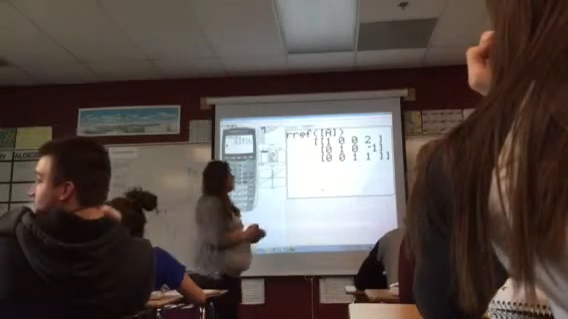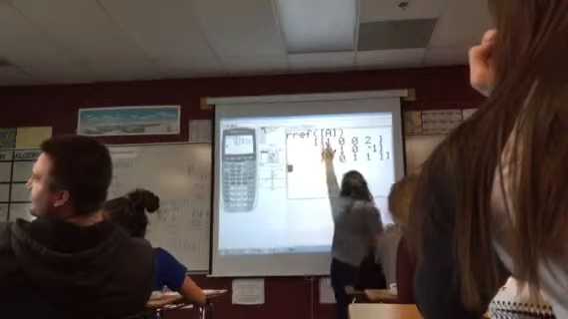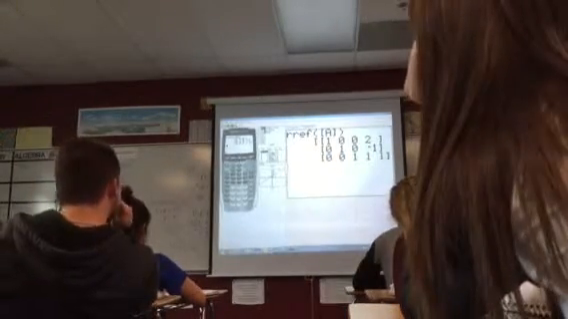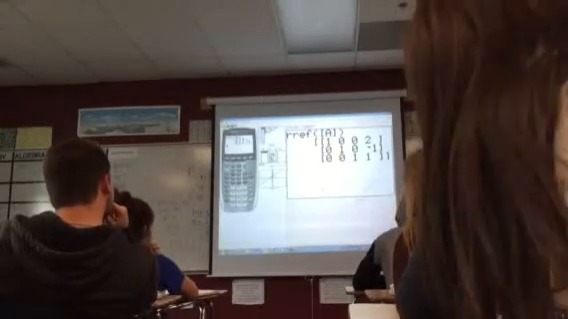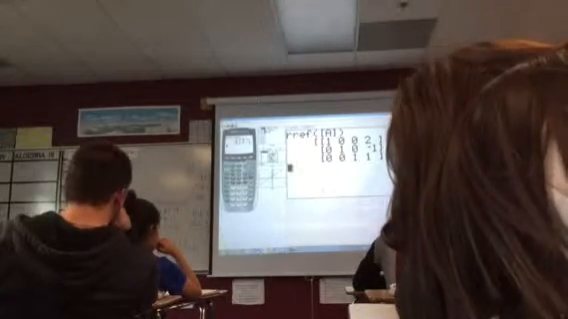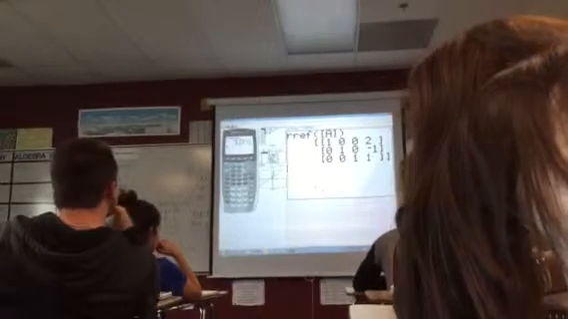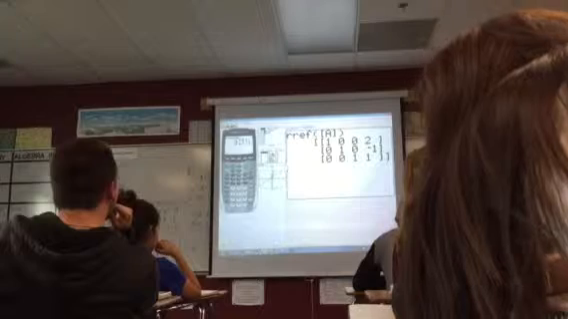Okay, so here's what it means. This is your x, your y, your z, and then that's your solution. So you would have 1x plus 0y plus 0z equals 2. So what does that mean? It means that x equals 2, without you having to do it all by hand.